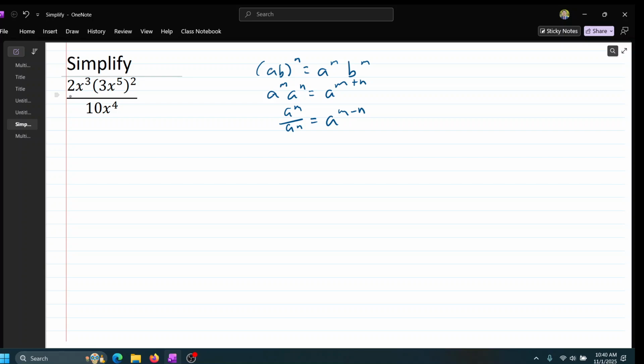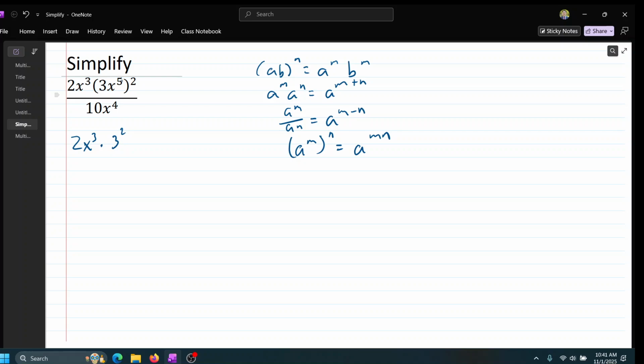So for this first one, we have 2x cubed times the quantity 3x to the fifth squared over 10x to the fourth. Well, that'd be the same thing as 2x cubed, then using this power rule of exponents, times 3 squared times x to the fifth squared. And that's another rule we're going to use, that if you have an exponential, let's say a to the m, raised to another exponent, let's say n, you multiply the exponents. So that'd be a to the m times n.